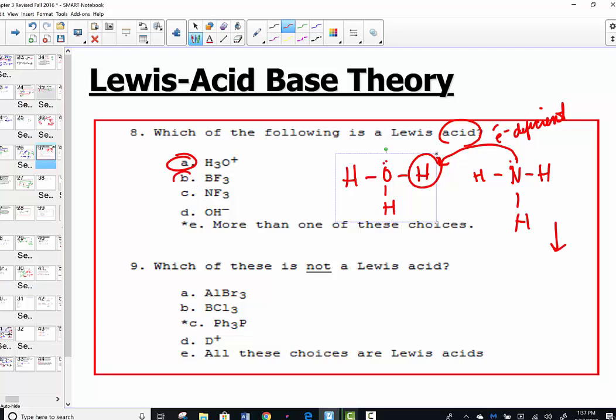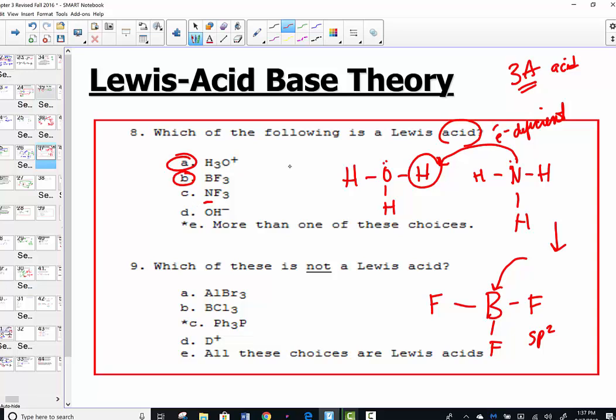BF3, boron trifluoride. Again, notice that any group 3A makes an excellent acid because it's electron deficient. Boron trifluoride has no extra set of electrons on boron. It is trigonal planar, sp2 hybridized, just 3 domains. Therefore, it makes a great Lewis acid because it has a site open for attachment to the boron.